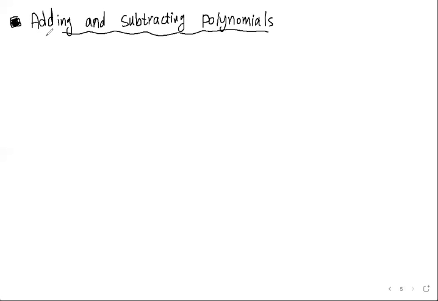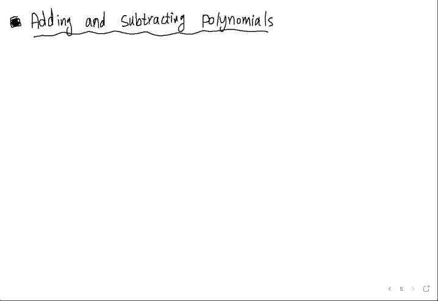Adding and subtracting. So in this section we have to learn.